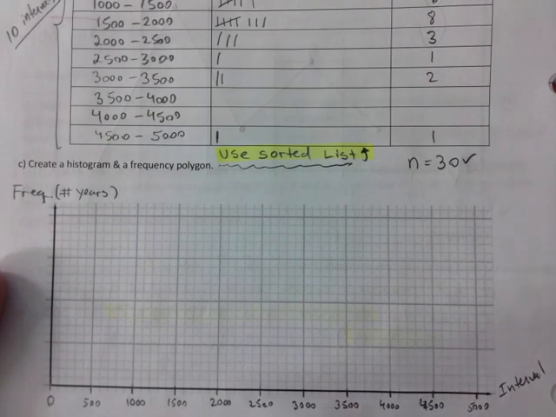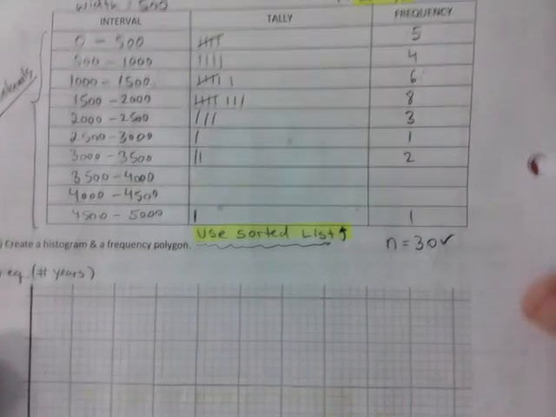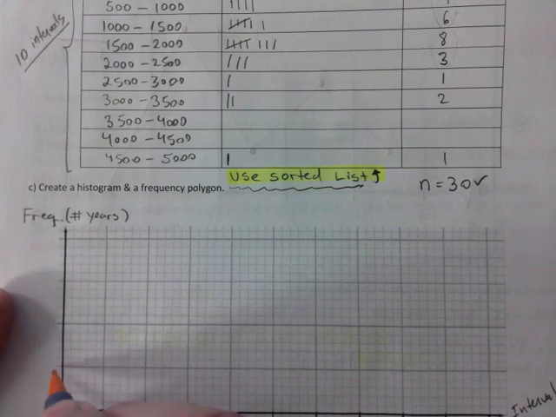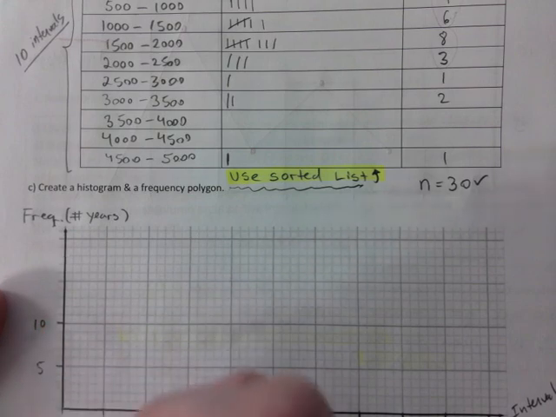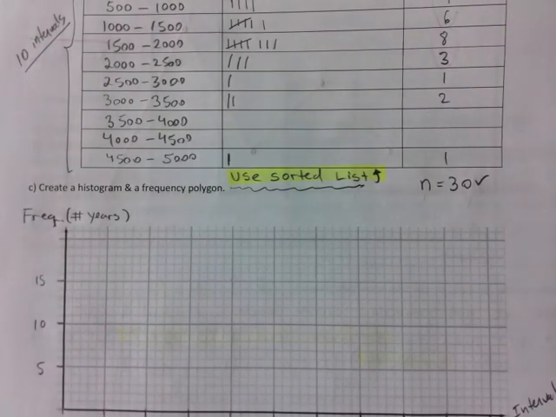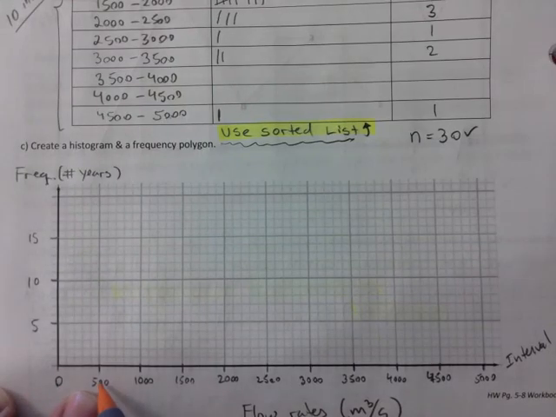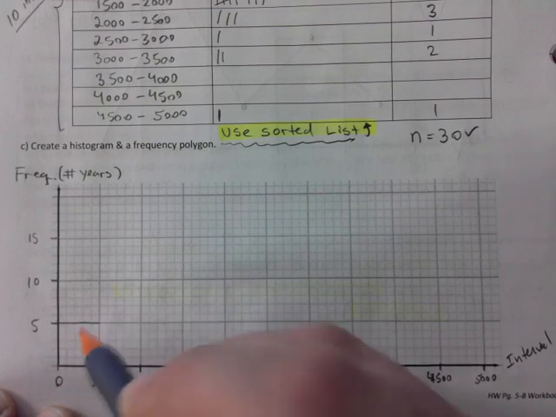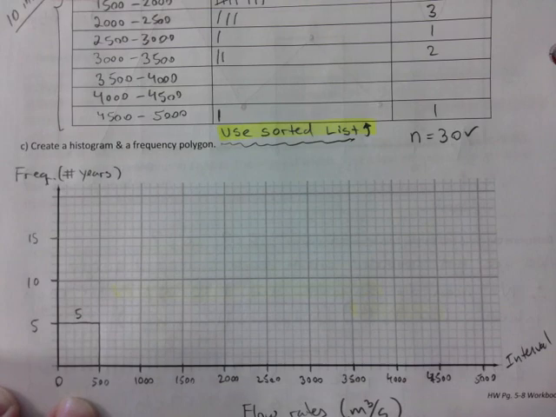So here we go. What do I need here for frequency? What's the highest number I have? It's 8. Look at this. The highest frequency is 8. So I'm just going to go one. Every box represents 1 unit, just to make it easier. You could choose whatever you want for the scale. Now it says from 0 to 500, I have 5. So I'm just going to go right from the y-axis, go 5 and close it like that. There's 5 years where I had a flow rate between 0 and 500.